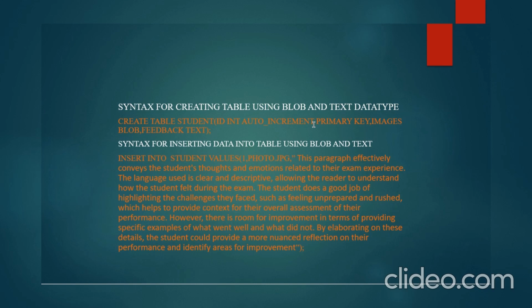this paragraph effectively conveys the student's thoughts and emotions related to their exam experience. The language used is clear and descriptive, allowing the reader to understand how the student felt during the exam. The student does a good job of highlighting the challenges they face, such as feeling rushed, which helps to provide context for their overall assessment of their performance. However, there is room for improvement in terms of providing specific examples of what went well and what did not. By elaborating on these details, the student could provide a more nuanced reflection on their performance and identify areas for improvement.